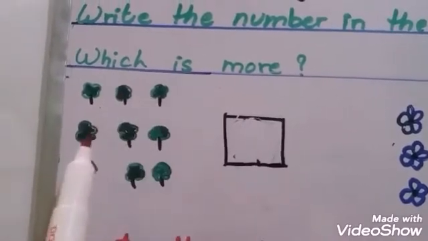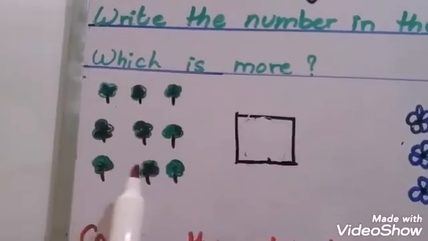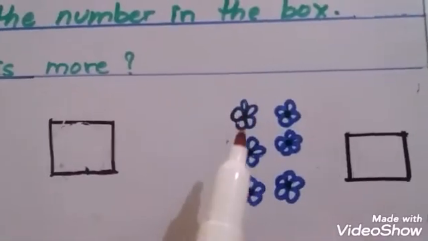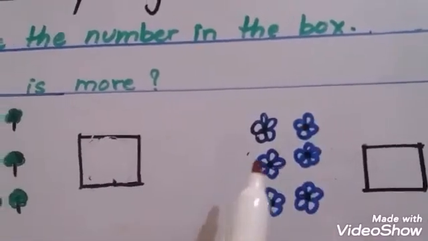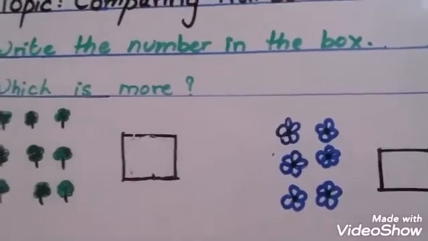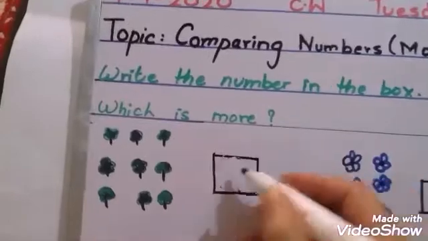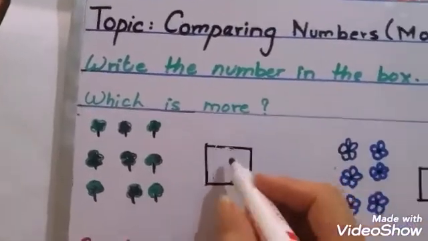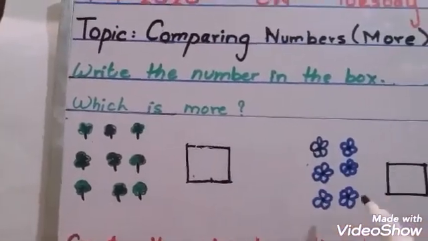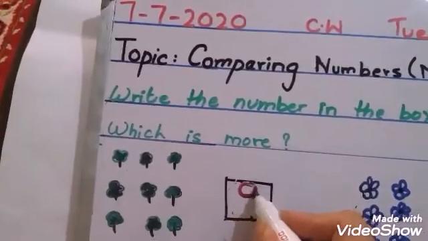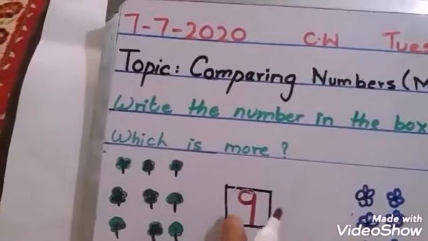1, 2, 3, 4, 5, 6, 7, 8, 9. 9 trees. And how many flowers do we have? 1, 2, 3, 4, 5, 6. 6 flowers. So the trees are more than flowers, because trees are 9 and flowers are 6.